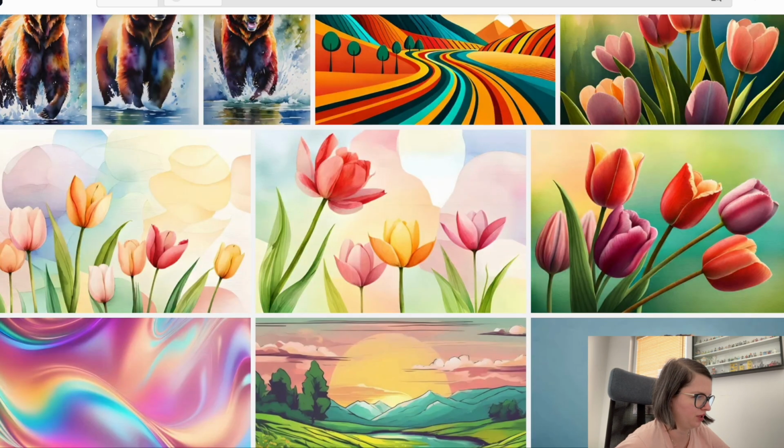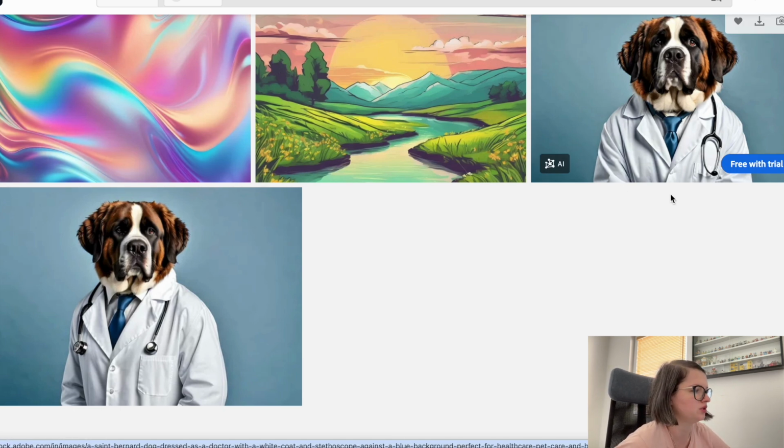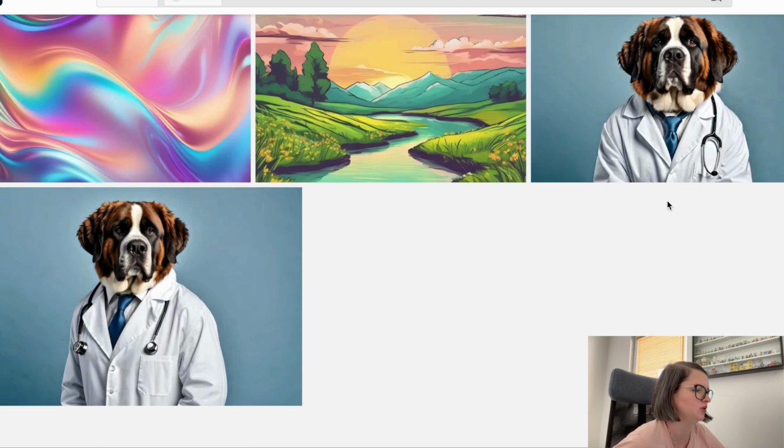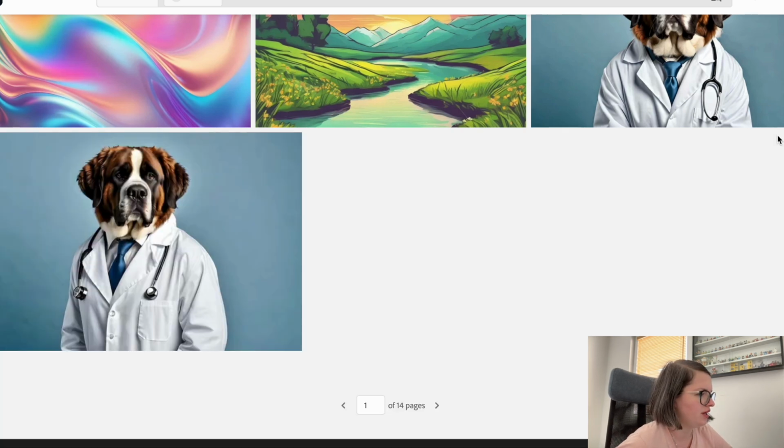All right, so a lot of illustrations. Look, I think, for example, this is a good image. So it's conceptual. It has an anthropomorphic dog, and anthropomorphic animals are a trend, so that's a good thing. And the description is good. So healthcare, pet care. I would use also veterinary, doctor in there.